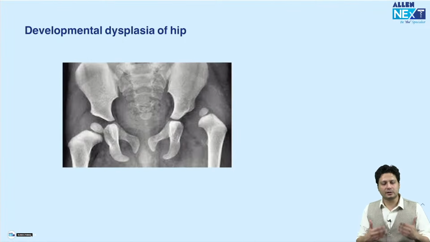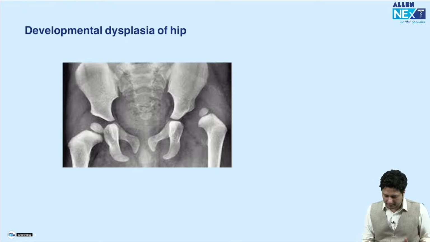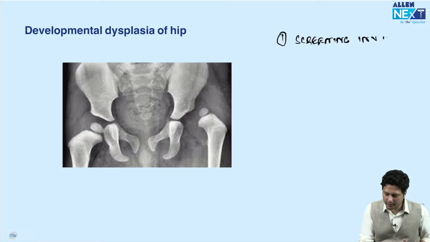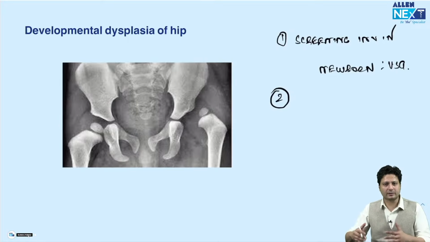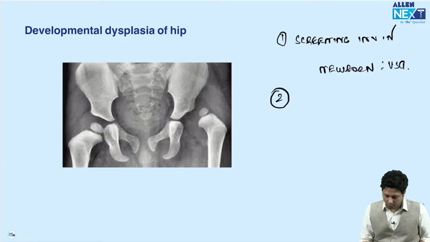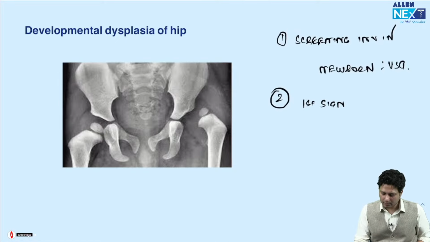Yes, related to this, there are 3 questions which are likely to be kept in your examination related to this topic, that is developmental dysplasia of hip. So the first one is, what is the screening investigation in newborn? You know, in case the child is just born, what is the screening investigation? Answer for that question is going to be USG, that means ultrasonography. Second is, what is the first sign of DDH, and that is limited thigh abduction.